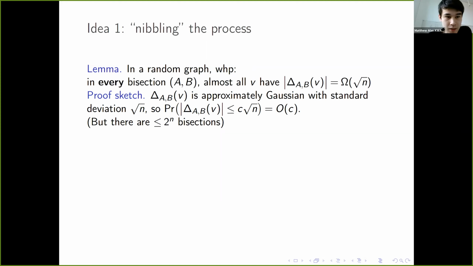Now, for each vertex, its friendliness, so its number of vertices in part A minus its number of vertices in part B, it's basically a Gaussian random variable. Its standard deviation is square root n. So it's very unlikely that you'll see a deviation smaller than c times square root n for small c. As c goes to 0, this probability goes to 0. And so the probability that this happens for many vertices at once, well, if c goes to 0, then the probability that happens for linearly many vertices is super exponentially small. So just a union bound will show you that this never happens for any bisection. So all bisections have the property that all vertices have significant friendliness.